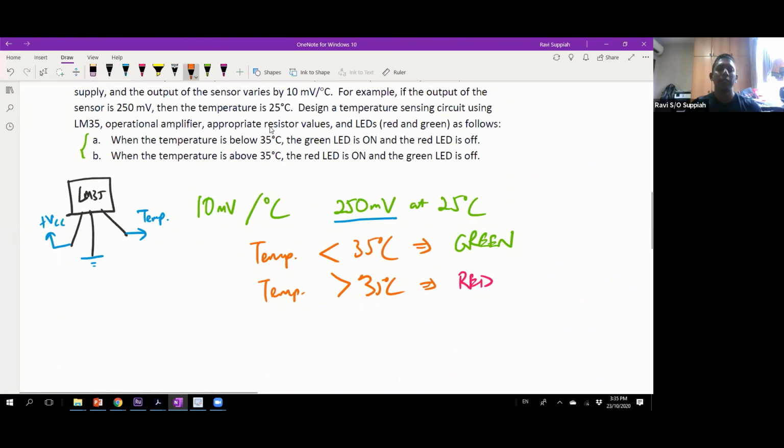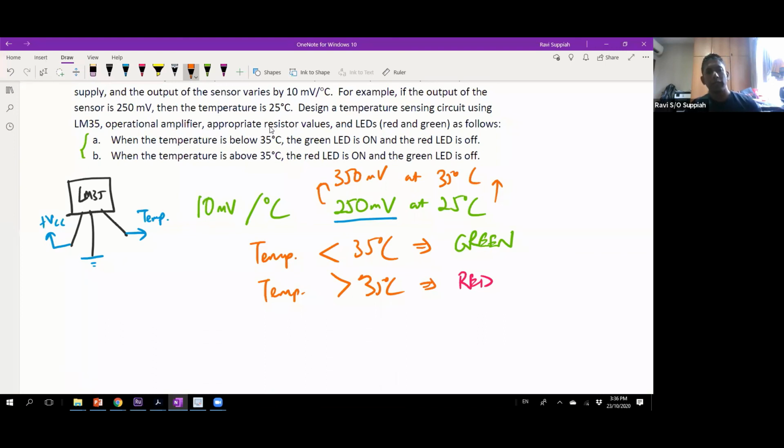So if you imagine 250 millivolt at 25 degrees Celsius, and I'm changing 10 millivolt per degree Celsius. If I go up by 10 degrees to 35 degrees Celsius, this will go up by 100 millivolt. So it'll be 350 millivolt at 35 degrees Celsius. From 250 millivolt to 350 millivolt, only 100 millivolt difference. If I try to do an A to D operation on this, again, I will not be able to differentiate between both of them. They are too close to each other.